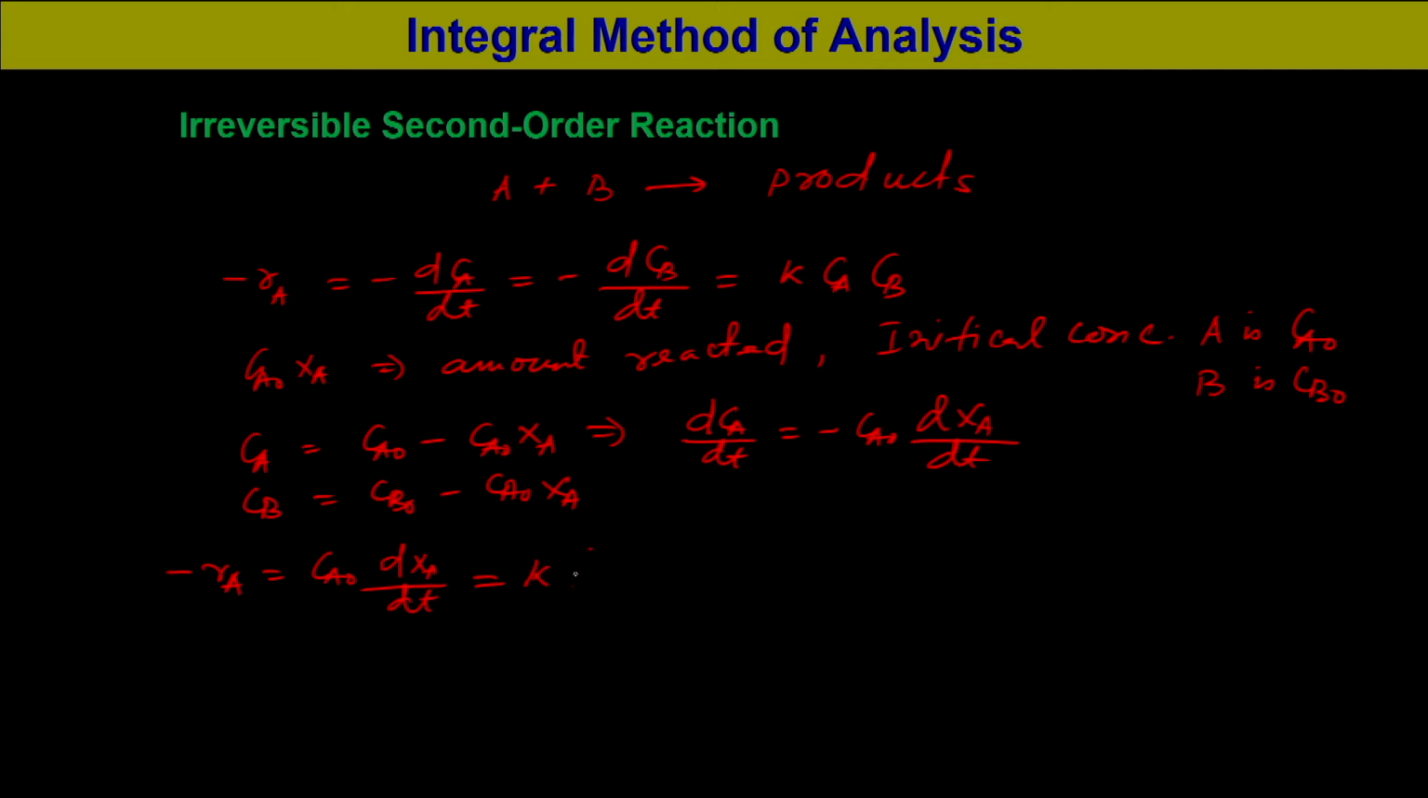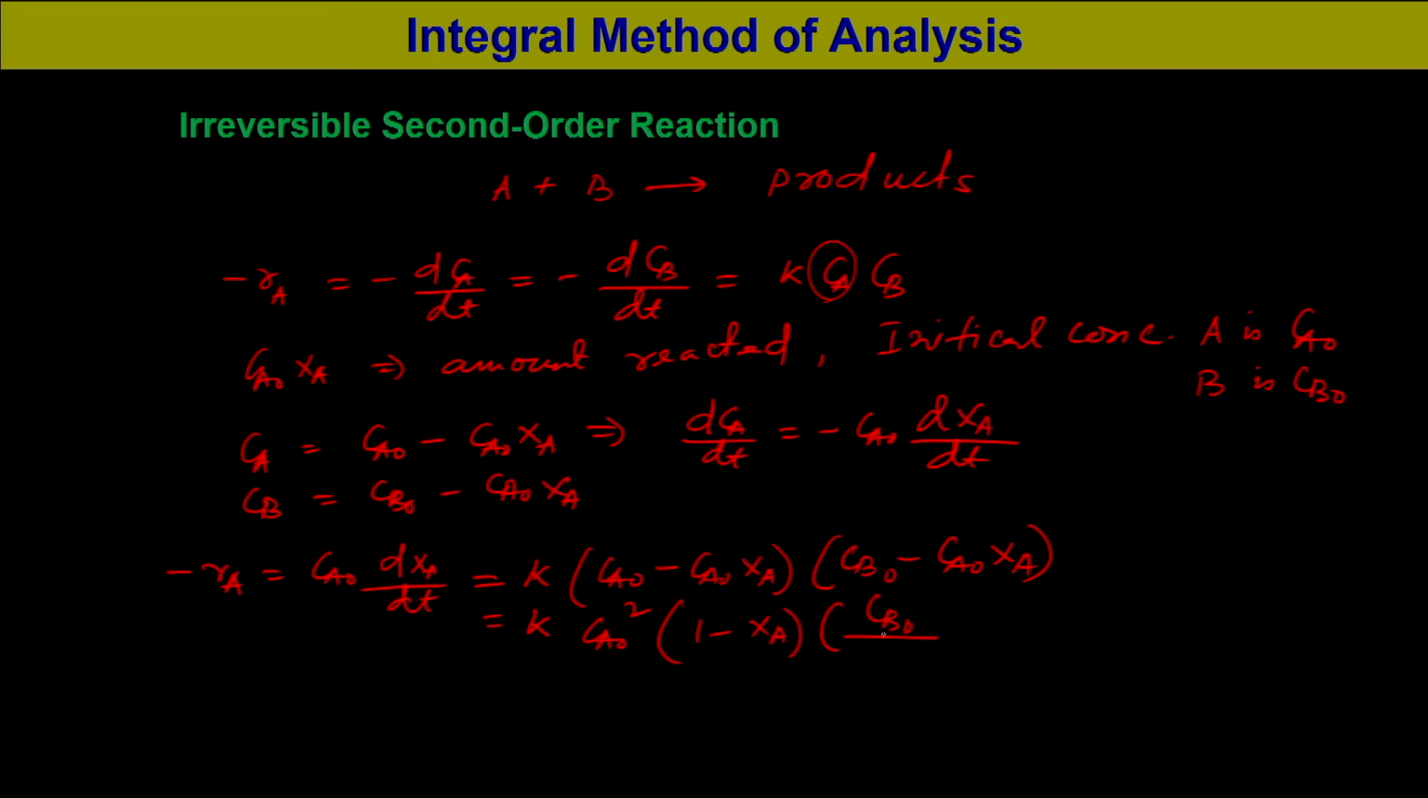it would be C_A0 dx_A/dt equal to k into C_A C_B. In this expression, C_A would be C_A0 minus C_A0 x_A, into C_B0 minus C_A0 x_A. So, then we will obtain k into C_A0 squared, 1 minus x_A into C_B0 by C_A0 minus x_A.